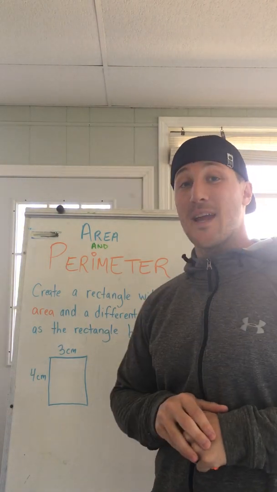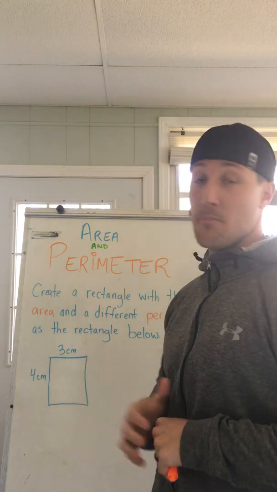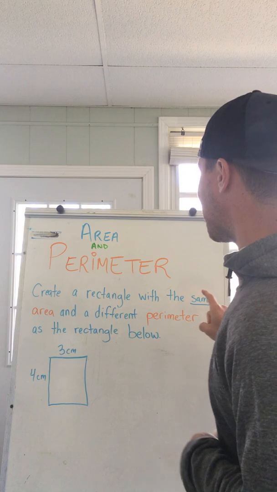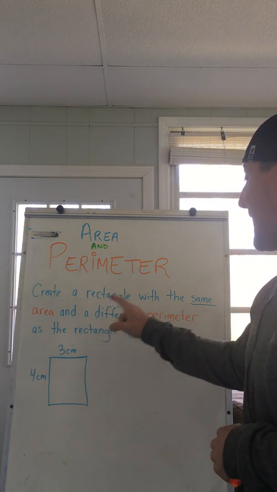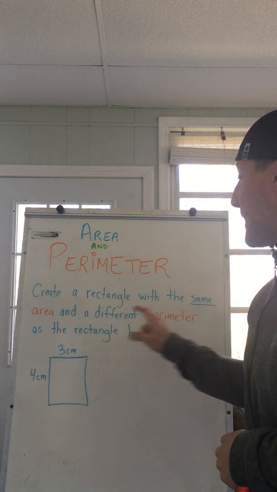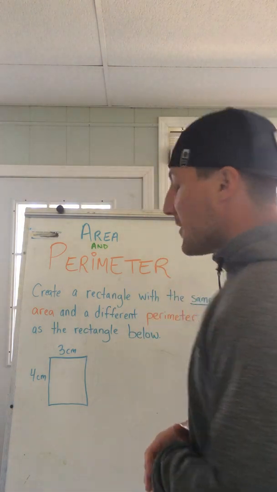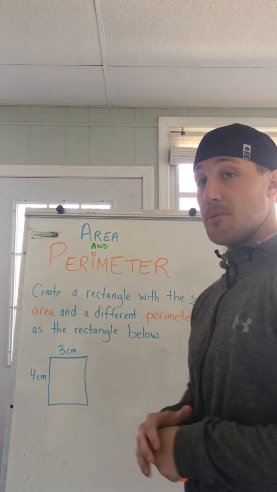Today we're actually going to take a look at combining area and perimeter. So let's read the problem behind me. Create a rectangle that has the same area and a different perimeter as the rectangle below. Whoa. Alright, the first thing we want to do is take a look at the rectangle below.